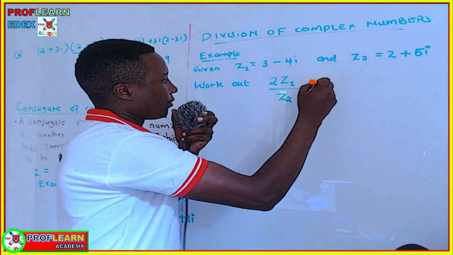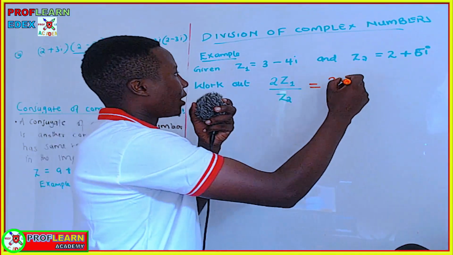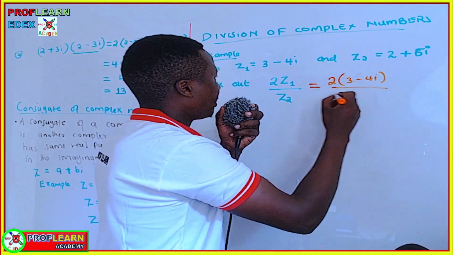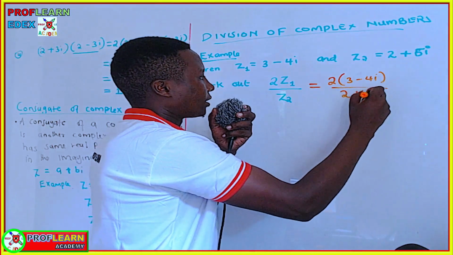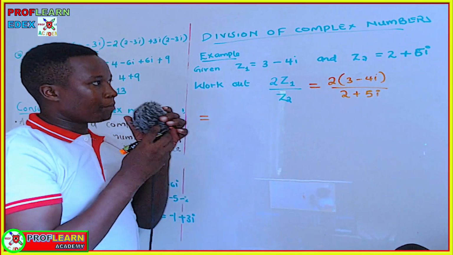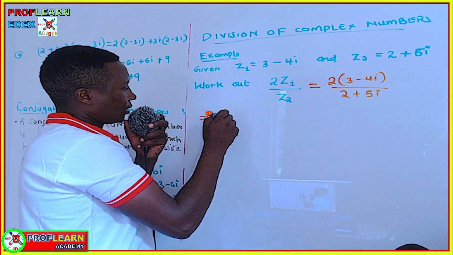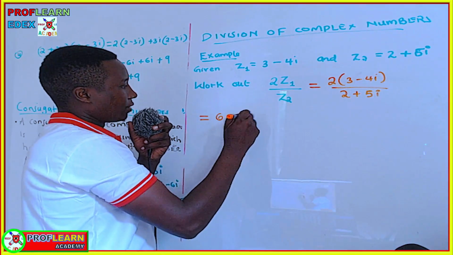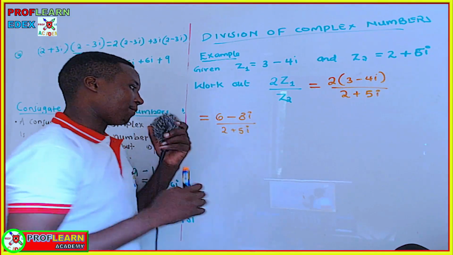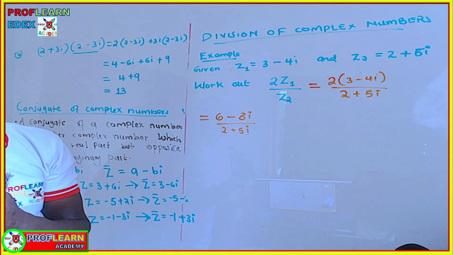So if we are working out this, the first thing I will have done here is say this is 2, but then my z1 is actually 3 minus 4i, then divide by z2, which is 2 plus 5i. So first I will have simplified that before thinking of exactly what next to do. So this is going to be 6 minus 8i over 2 plus 5i. Once we have this, I'll think about the conjugate.